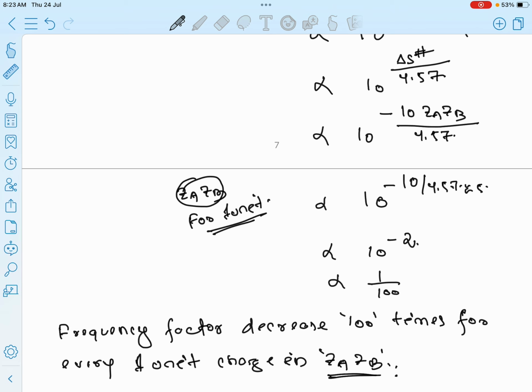So for today's class, till today we have discussed the double sphere model and we have completed the double sphere model. In the next class we will talk about the next model which will describe the ionic reactions, and the next model is your single sphere model.